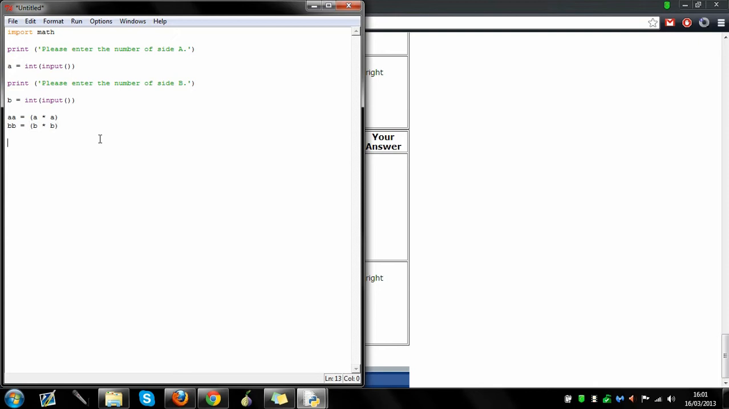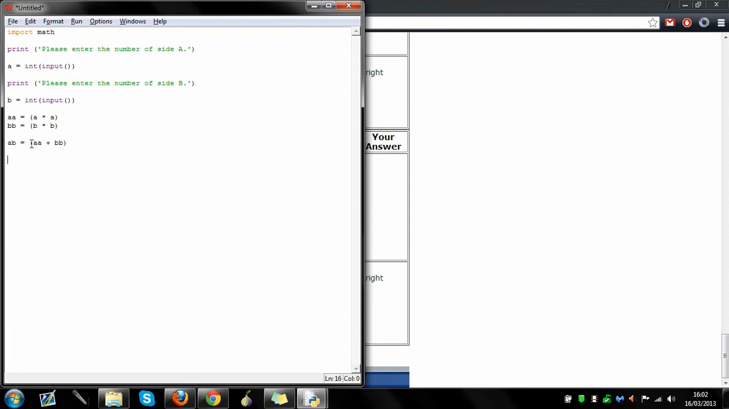Now basically what we're doing is getting A squared, so by timesing it by itself you're squaring it, and then you need to be square rooting it. I'm going to be going over this a lot easier in a minute. So what we need to do is square root this, so we're just going to do AB equals open brackets AA plus BB. Now what that's going to do is add A times A, which is AA, and then B times B, which is BB, so that's going to add them together to make AB.